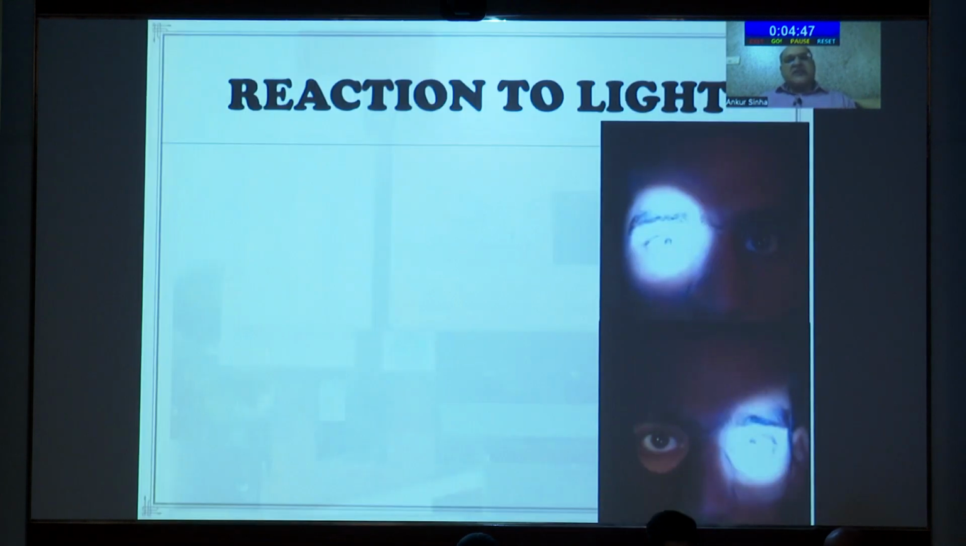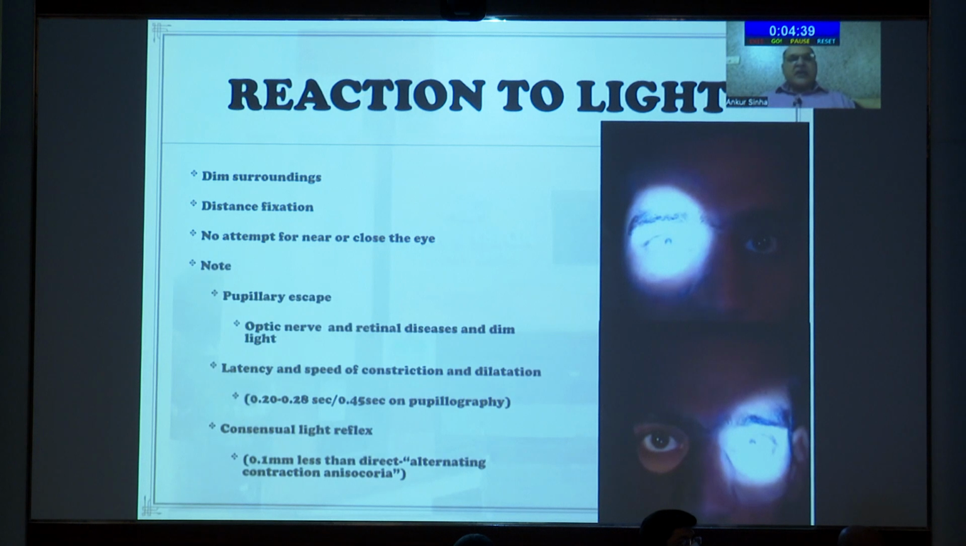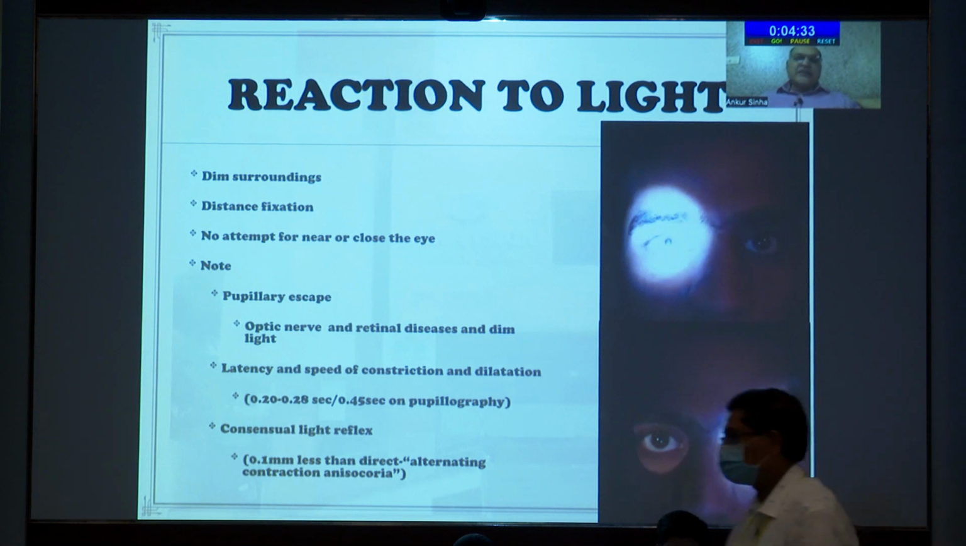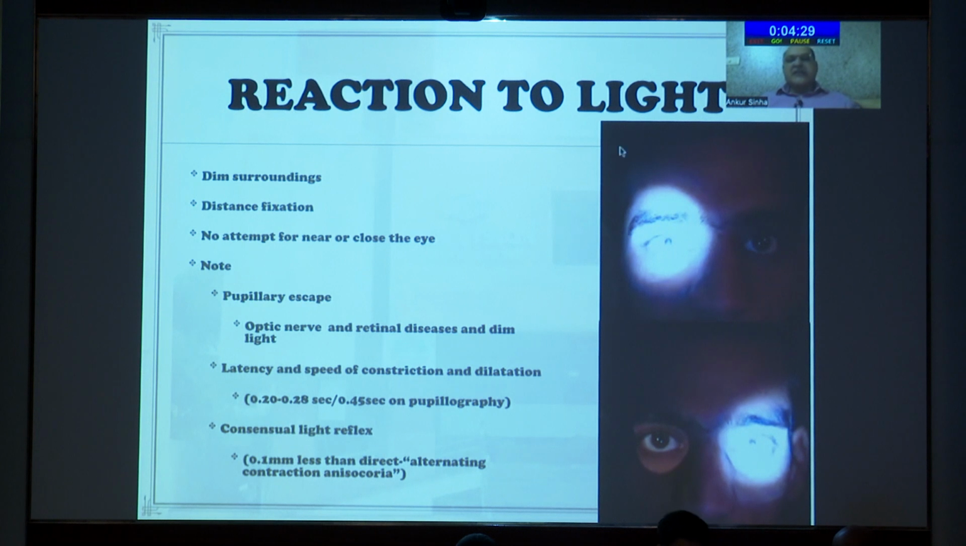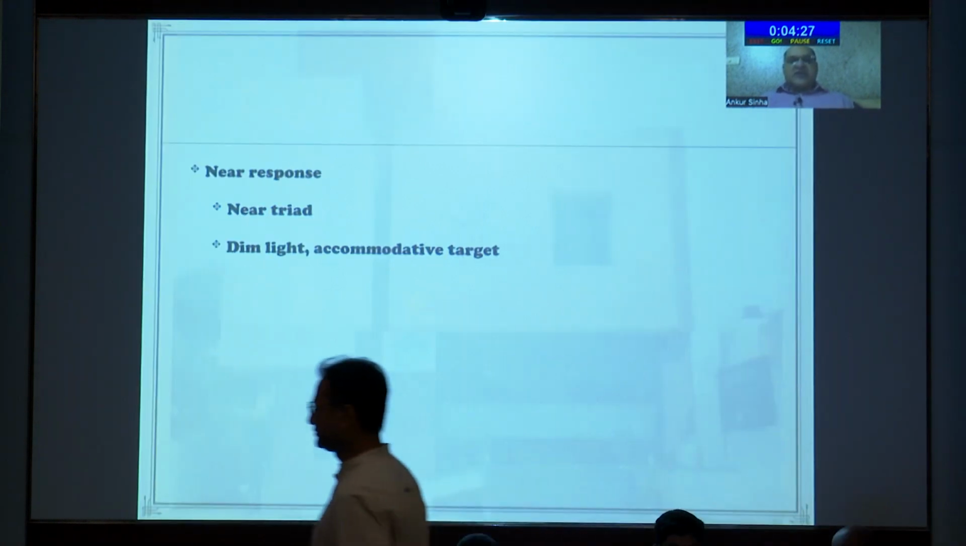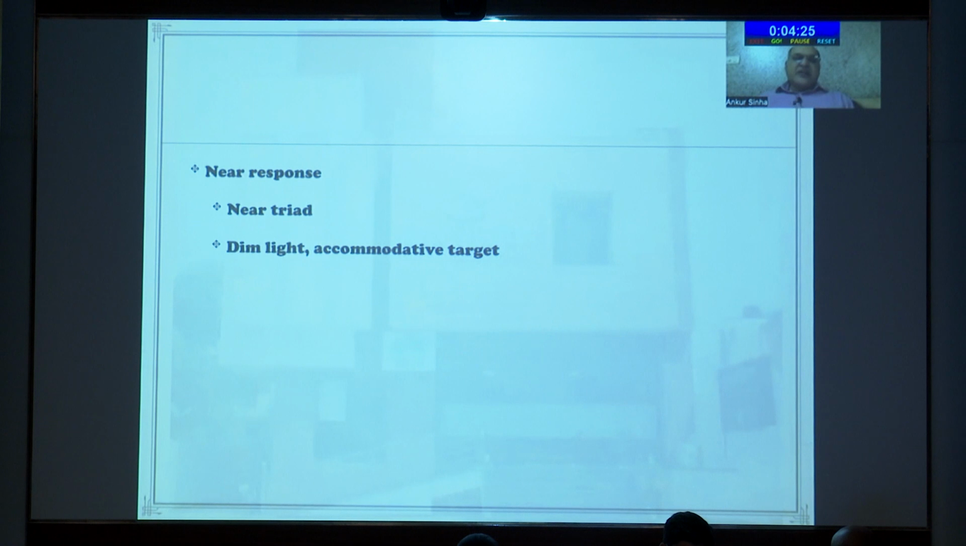Now, always check the reaction to light. For this, we have to dim the surroundings and ask the patient to look at distance. There should not be an attempt to look at near as it can cause miosis. Note the pupillary escape, that is, when it dilates after constriction. Also note the latency, the speed of constriction and dilatation, and check the consensual light reflex in the other eye.